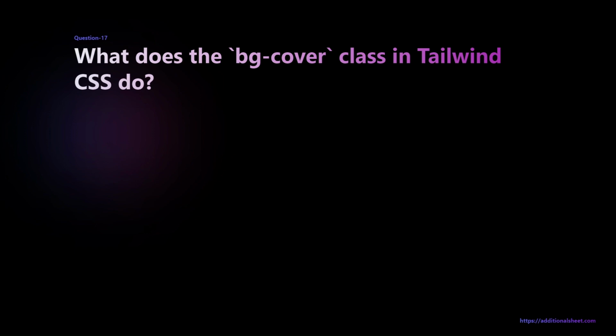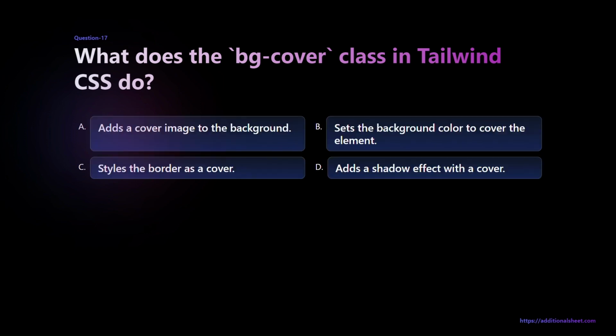What does the bg-cover class in Tailwind CSS do? Option A, adds a cover image to the background. Option B, sets the background color to cover the element. Option C, styles the border as a cover. Option D, adds a shadow effect with a cover. The correct answer is option D, adds a shadow effect with a cover.